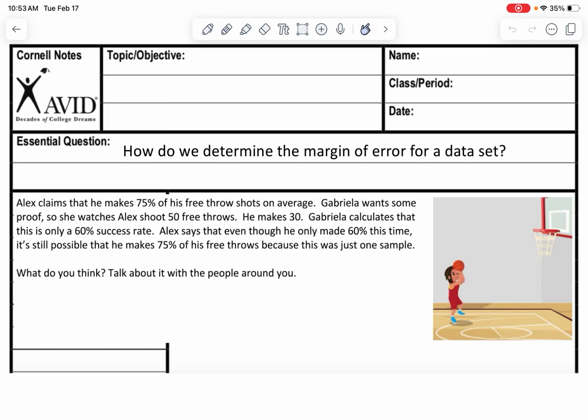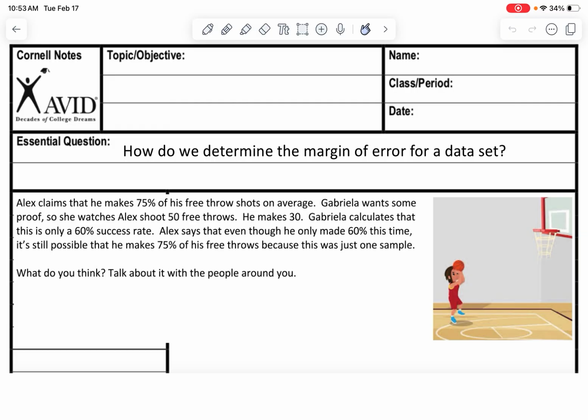Okay, so Alex makes the claim that he makes 75% of his free throws. Gabriella wants some proof, so she watches Alex shoot 50 free throws. He makes 30. Gabriella calculates this to be only a 60% success rate. Alex says that even though he only made 60% this time, it's still possible that he makes 75% of his free throws because this was just one sample.